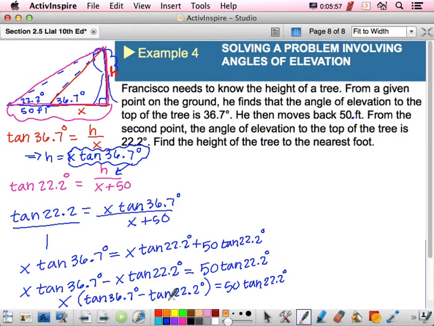And notice, this right here does not become 15.5 degrees. You cannot combine those. You have to leave them separate. And then for our final step for finding the value of x, we divide both sides by what's in that parenthesis. So now we have x equals 50 times the tangent of 22.2 divided by the tangent of 36.7 degrees minus the tangent of 22.2 degrees.